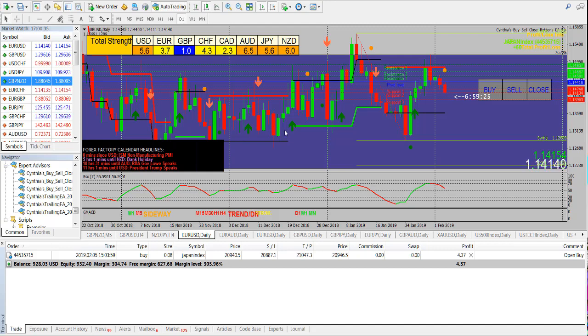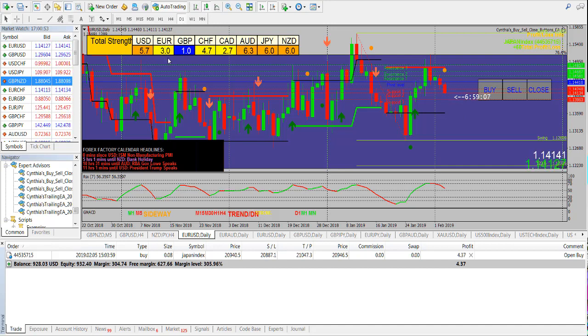The euro US dollar on a daily chart has been oversold for many days. It's tried to push up. Here is where it really tried to push up, but it failed. And here was another attempt to push up, but now it's failing again. So the euro is very weak.